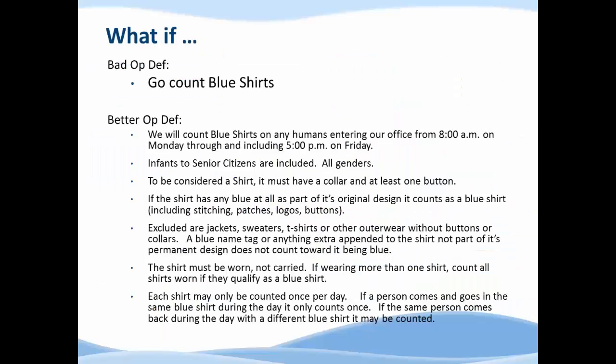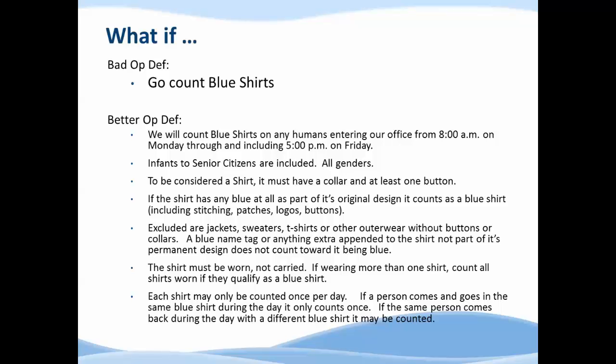So what if we went away from a bad operational definition that's very vague? Just go count blue shirts. And we do something that's more specific. In our better operational definition, we're specifying the time frame. We're saying we're only looking at human beings.